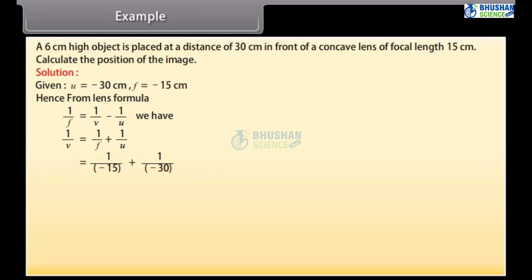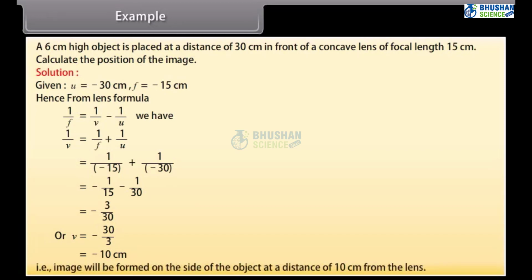= 1/(−15) + 1/(−30) = −1/15 − 1/30 = −3/30, or v = −30/3 = −10 centimeters. That is, the image will be formed on the side of the object at a distance of 10 centimeters from the lens.